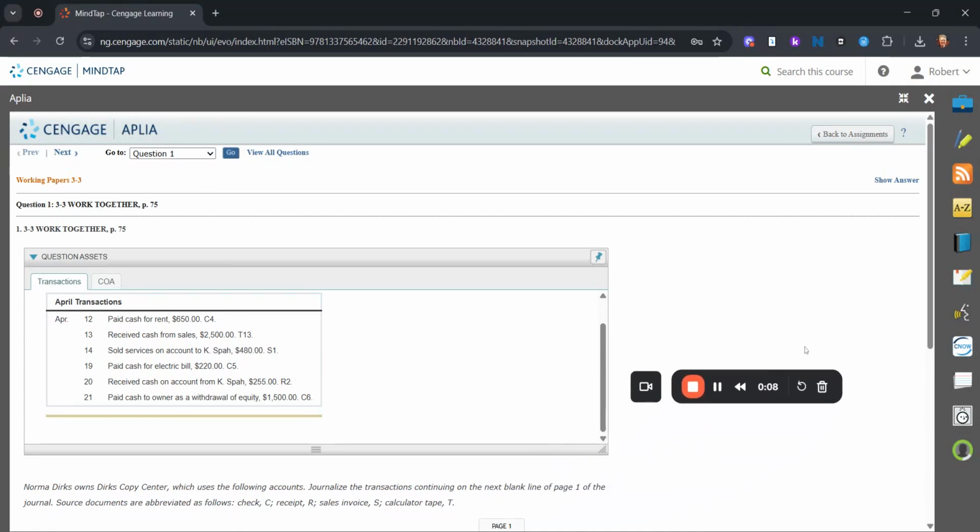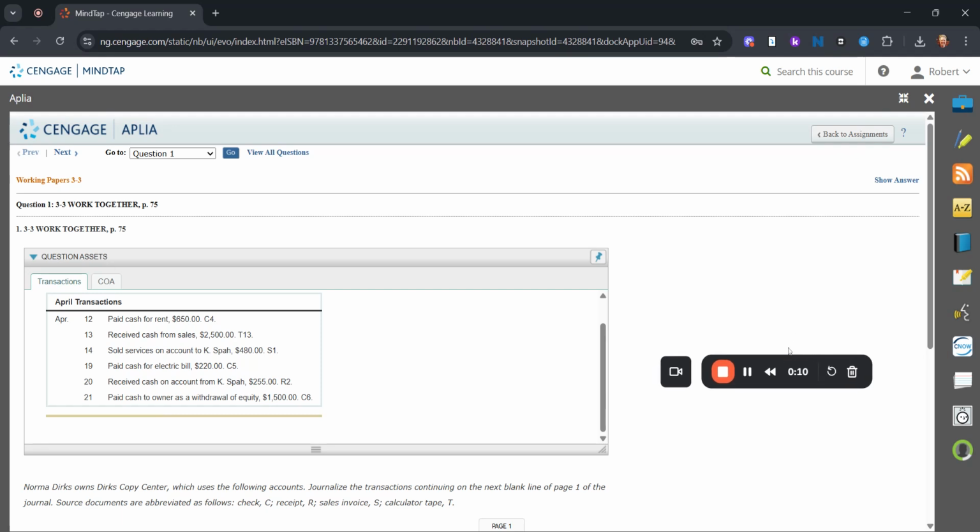Okay, so here we have the 3-3 work together. And we have several transactions. We have a few more than what we have in the last couple. And all these transactions are going to affect the owner's equity.